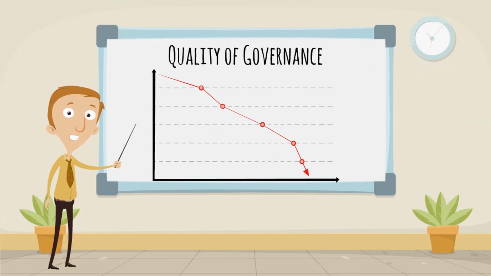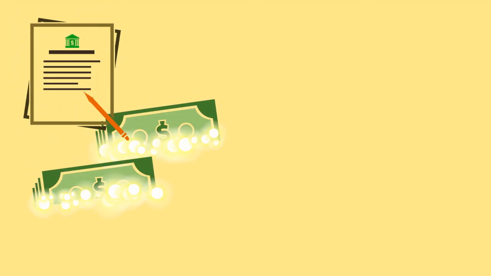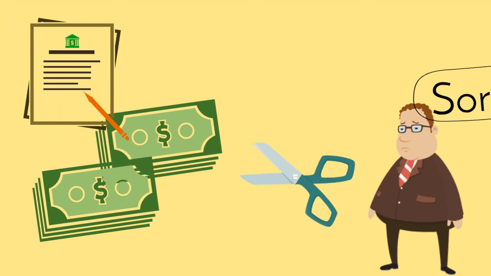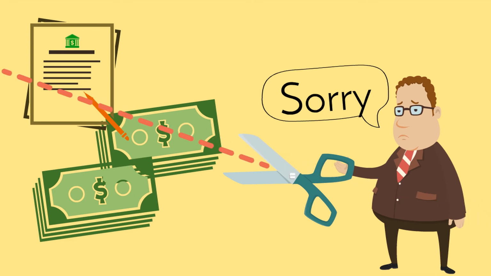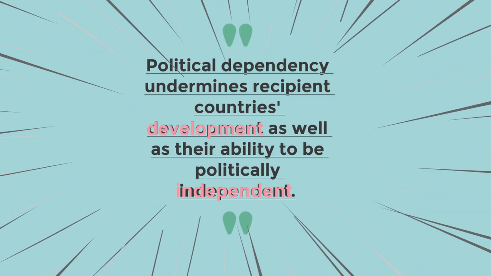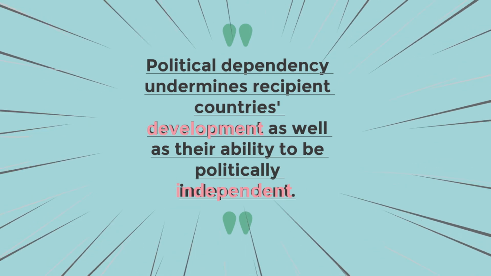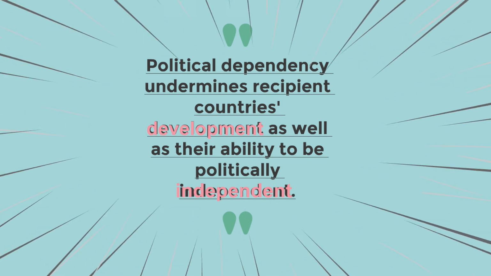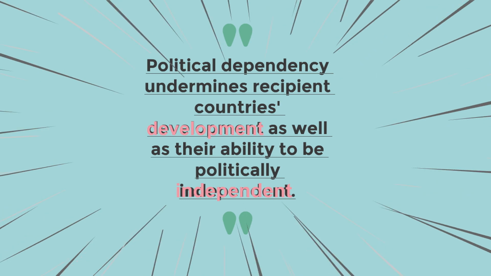Unfortunately, political dependency can reduce the quality of governance in developing countries. This is because donor states and institutions frequently use the promise of assistance or the threat of cutting it to impose their political preferences on recipient states. On the whole, political dependency undermines recipient countries' development as well as their ability to be politically independent.